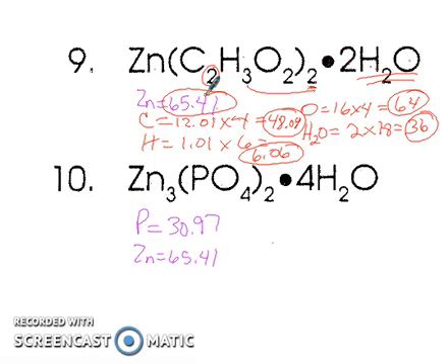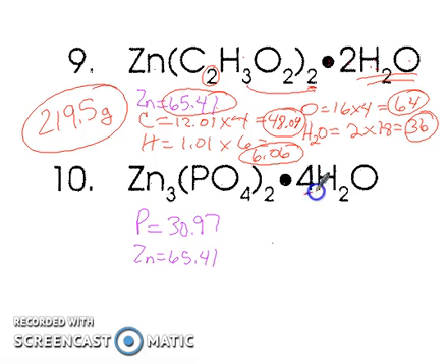Very good. Now the last one. Oops, I forgot to give you your answer. Okay, you should have gotten 219.5. That's the gram formula mass of zinc acetate dihydrate. And our very last one is zinc phosphate, and this would be tetrahydrate. So we have a tetrahydrate there.